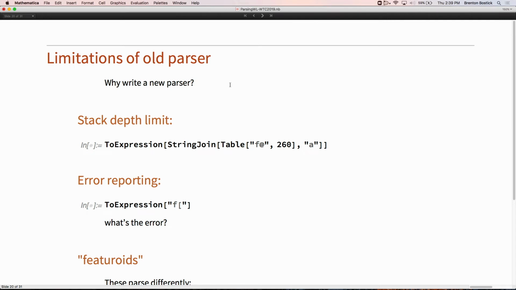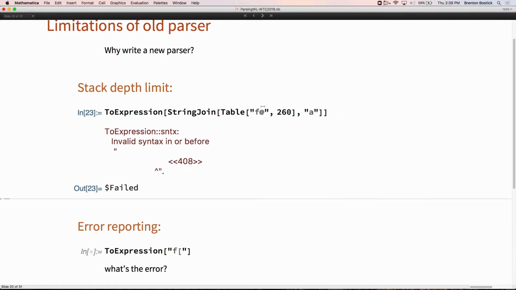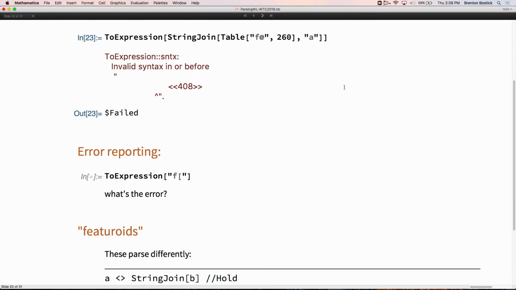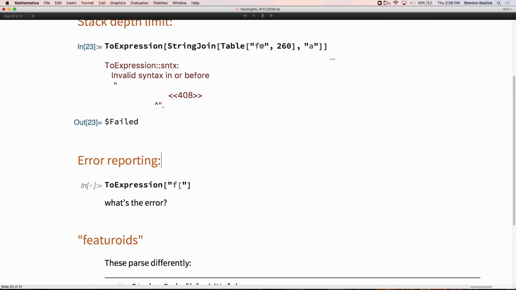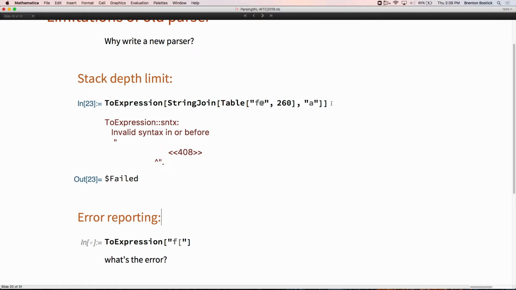So why write a new parser if the old parser seems to completely understand the language? Well, there are limitations. It's around 256, give or take, so I just said 260, but you'll only have a predefined depth of expressions that can be parsed until you start running into errors. And 250 ain't that big, and so in the real world, people have actually hit this limit before.